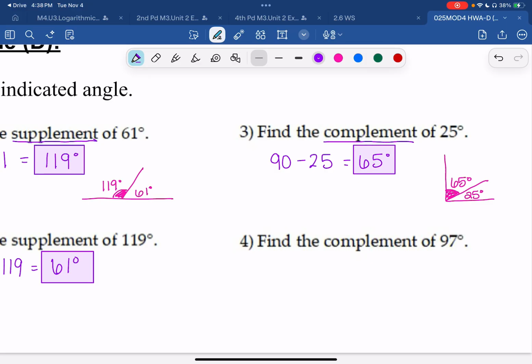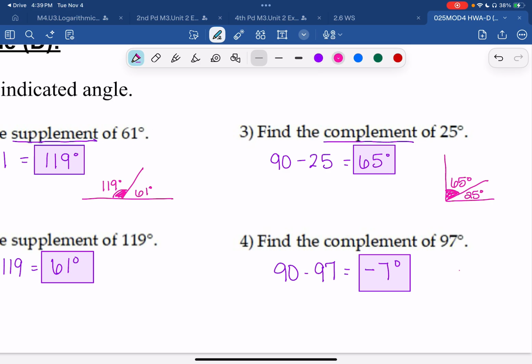Last one, find the complement of 97. Well, that's bigger than 90 degrees. Still going to do the same thing. 90 minus 97, and that leaves me with an angle of -7 degrees. You can have negative angles, and that's okay. That just means that you're moving in reverse.